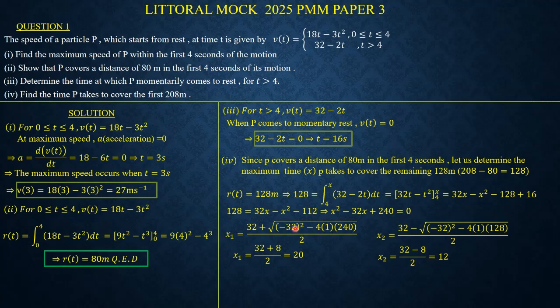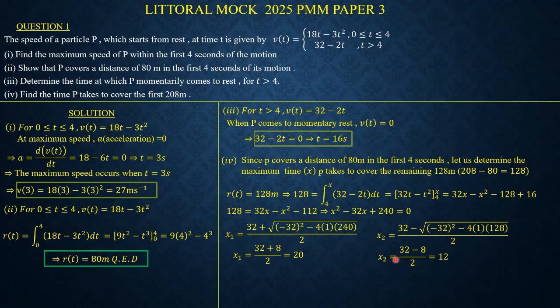Okay, that is further simplified because this expression is going to give us 64. The square root of 64 gives us 8. We do 8 plus 32, which gives us 40. Then 40 divided by 2 gives us 20. Similarly here, the square root of 64 gives us 8. Then 32 minus 8, divided by 2, gives us 12.